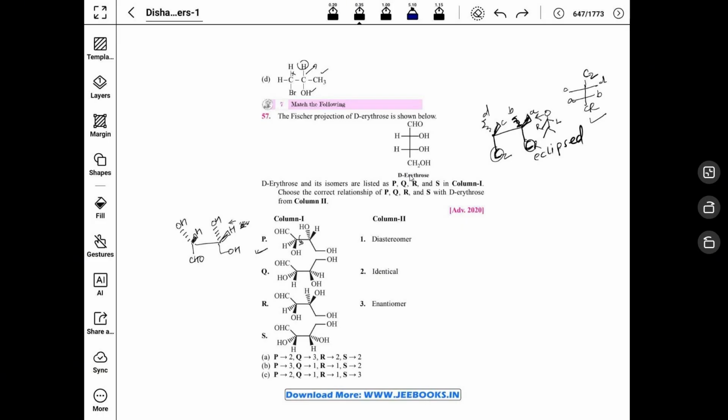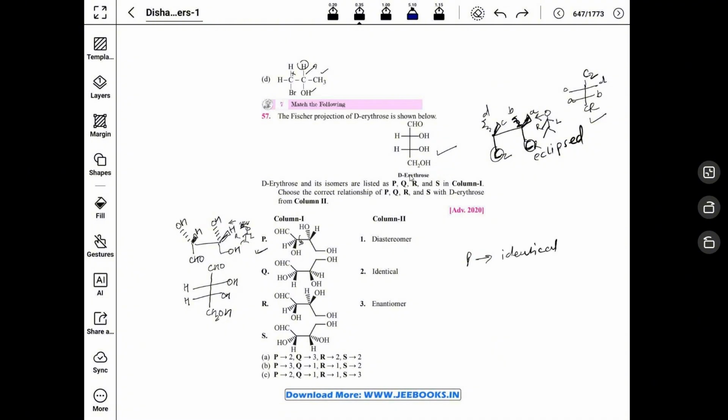Okay, so what is going to happen now? This is CH2OH. You are watching through this, and the aldehyde will be on the top. So you are watching through this. This hydrogen is coming on your left side, and this is on your right side. Left is this one, and OH is on your right side. And now this hydrogen is coming on the left side and OH is on the right side. So you can see that P is exactly matching the erythrose. So it means P is identical.